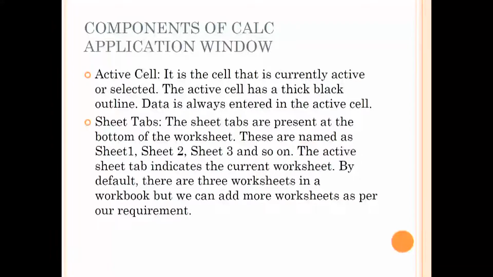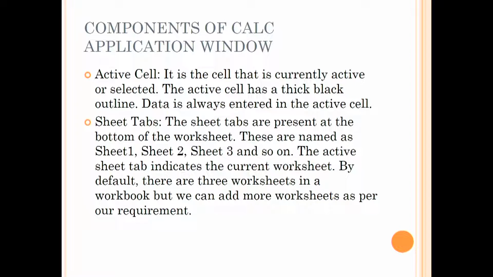Now there is a cell called the active cell. The active cell is the cell that is currently active or selected. The active cell has a thick black outline. Data is always entered in the active cell. You cannot enter data in a cell which is not active, and at a time only one cell can be active when you are entering the data. So whenever you have to write something in a particular cell, you have to select that cell, that is, make the cell active, and then you will be able to perform operations on it.